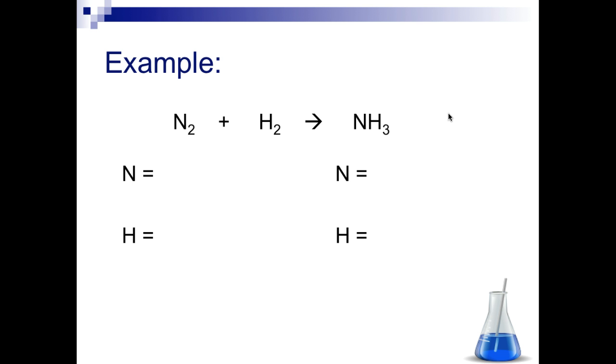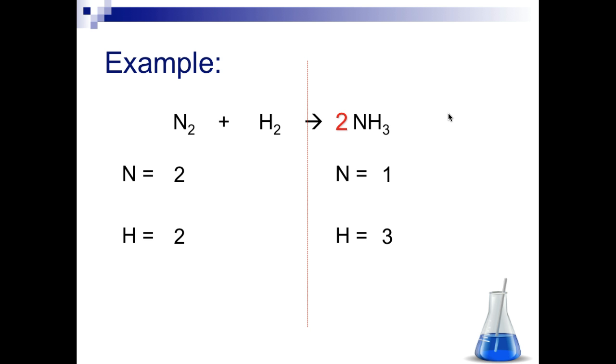N2 plus H2 gives you NH3. Again, as always, split it in half. We have 2 N's on the left, 2 H's on the left. We have one N on the right and three H's on the right. How are we going to balance for this? So balance for the easier thing first.